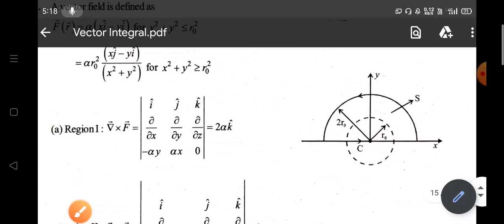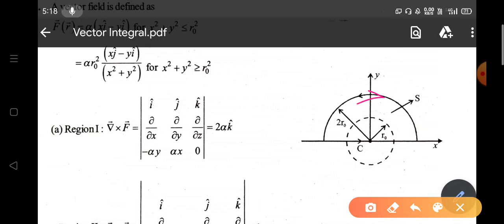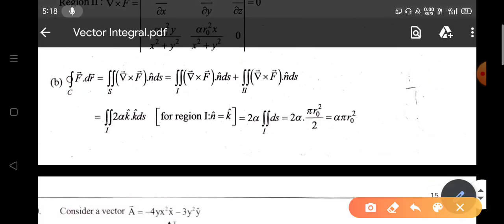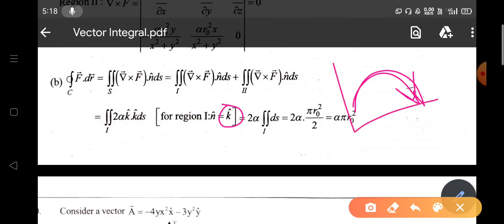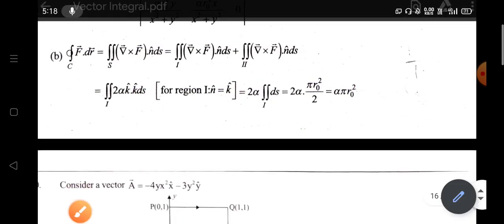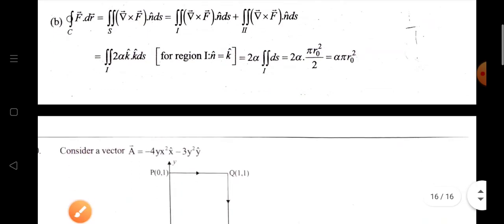Now suppose the sense of the integration path is clockwise, like from y to x, then you have to put here the minus k cap sign. This is the xy plane, so the anti-clockwise rotation takes the positive sign, and for the clockwise rotation you have to take the negative sign. Then it will become minus k cap, the direction of the surface.